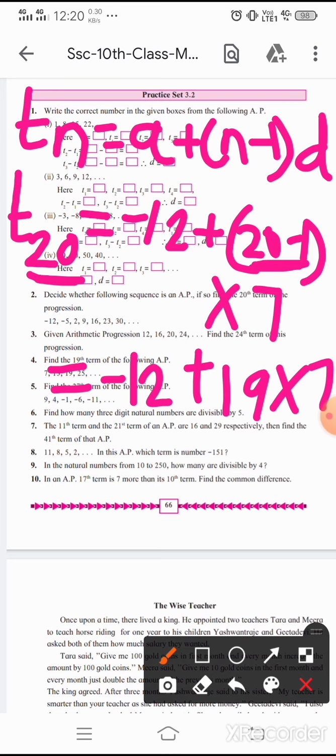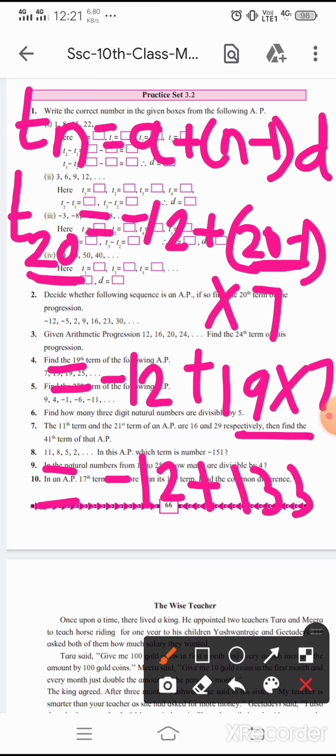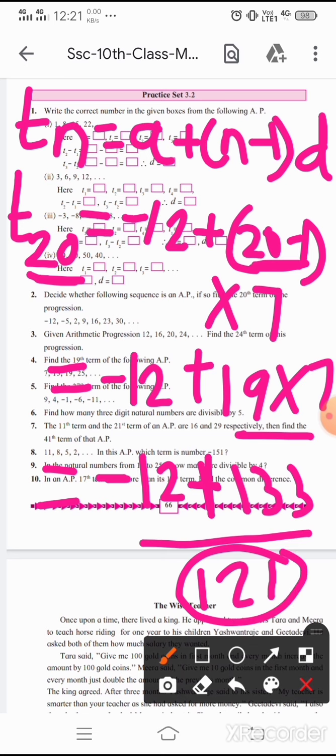Okay, and then just solve it. How much is 19 into 7? 133. And then you'll have to subtract this, because this is in minus and this is in plus. So just subtract, how much are you getting over here? See, 2 and then this 3 will get cancelled, that is 1 you are getting, and then 2 and 1. So 121 is your answer.